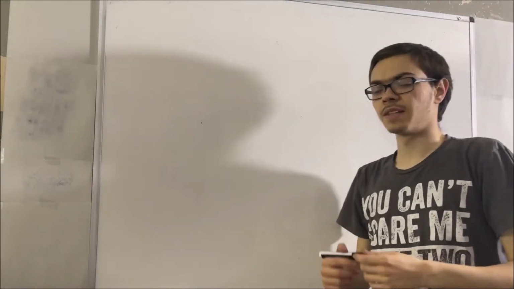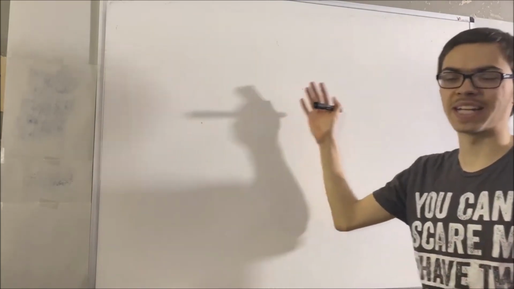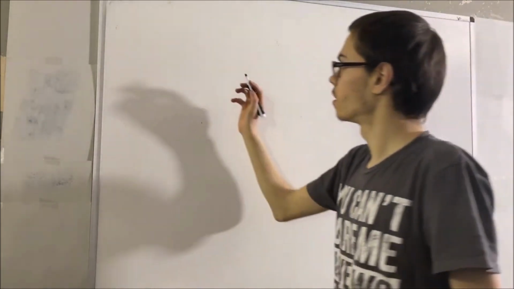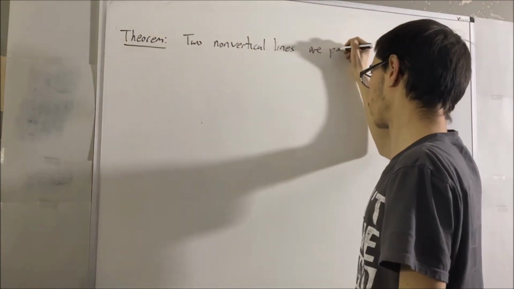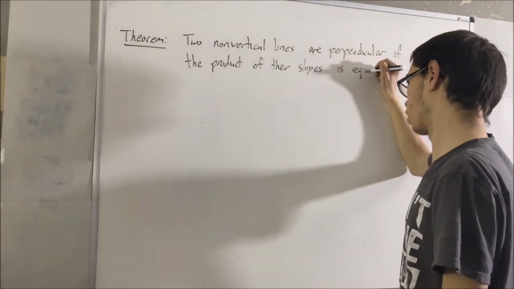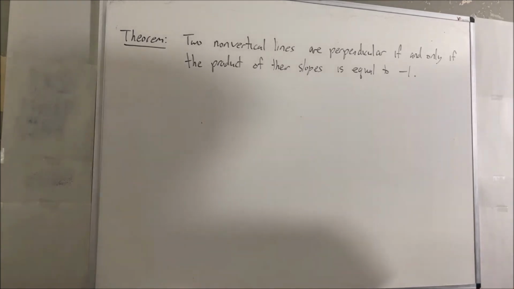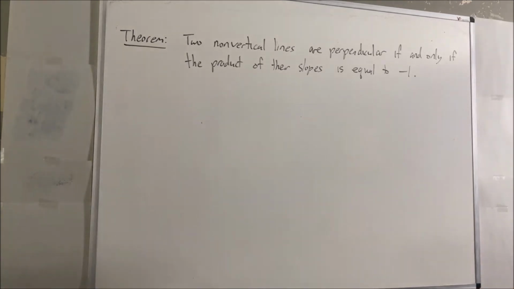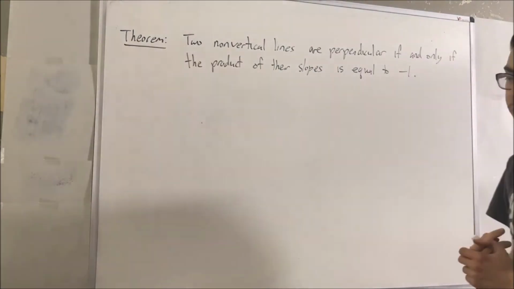So in this video, we are going to prove that perpendicular lines have slopes that multiply to make a -1. So, theorem. Two non-vertical lines are perpendicular if and only if the product of their slopes is equal to -1. But how do we prove this?